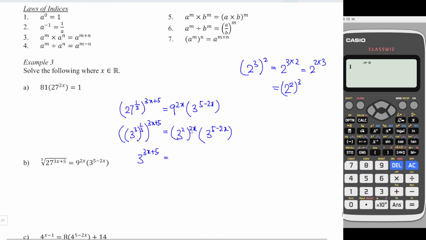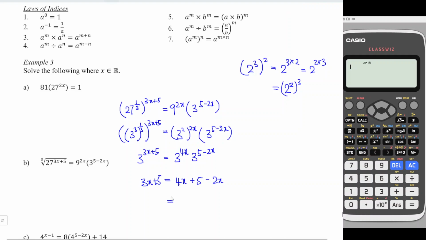Power to the power, so times together, 2 times 2, we obtain 4. And the last one, 3 to the power of 5 minus 2x. With the common factor, power plus together, so 4x plus 5 minus 2x. Since the base here is exactly equal to 3 for the left hand side and right hand side, which means that we can bring down the power 3x plus 5. Then we just have to solve this equation.